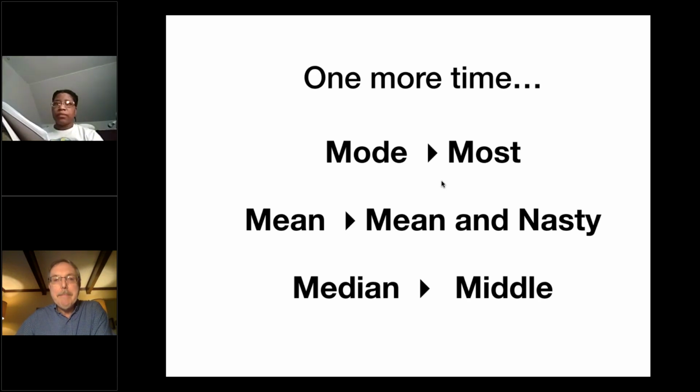So just one more time, actually one of a few more times. There's mode, remember most. Mean, remember mean and nasty. And median, remember middle.